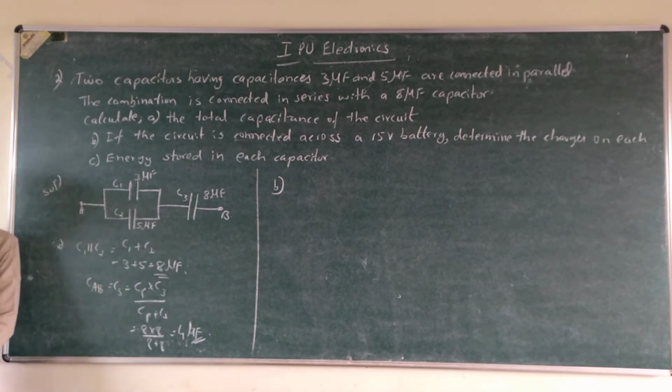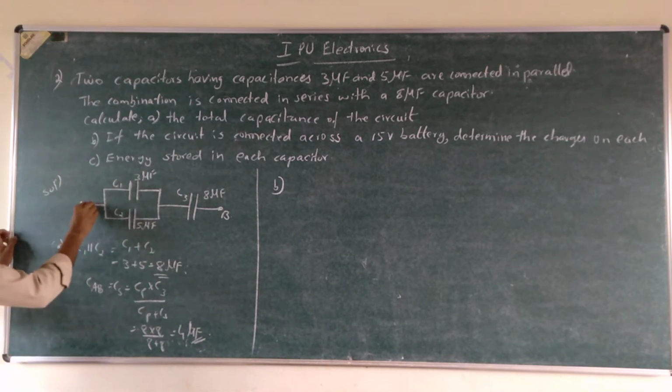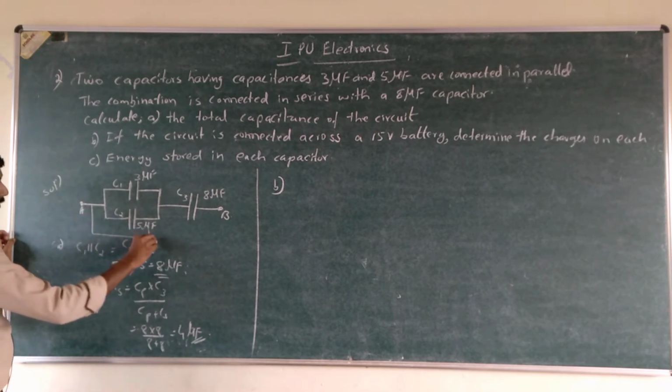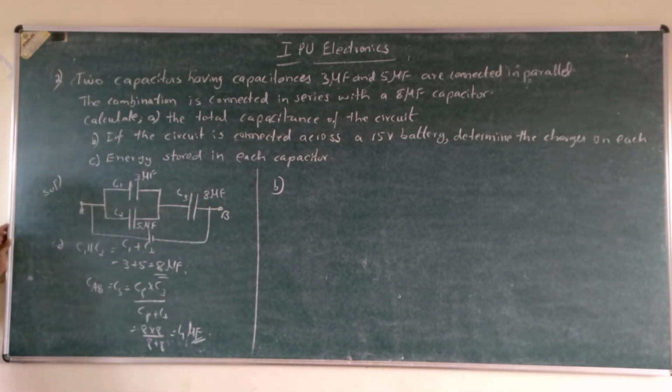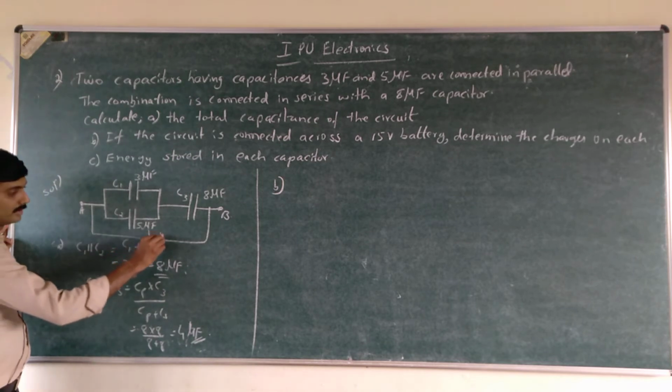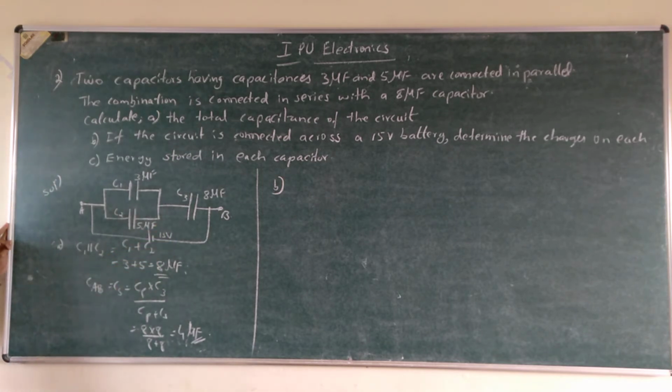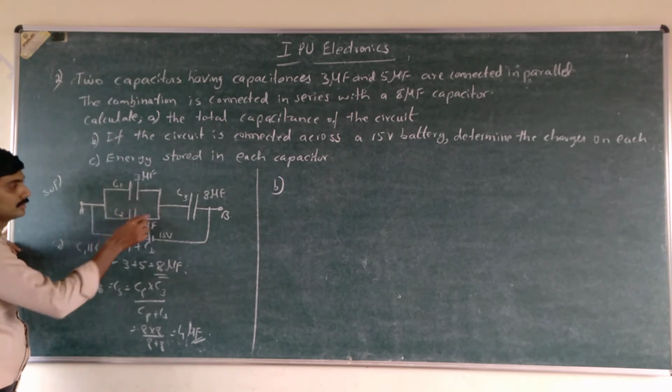What is B? If the circuit is connected across a 15 volt battery, determine the charge on each. Yes, determine the charge on this, charge on this, charge on this.